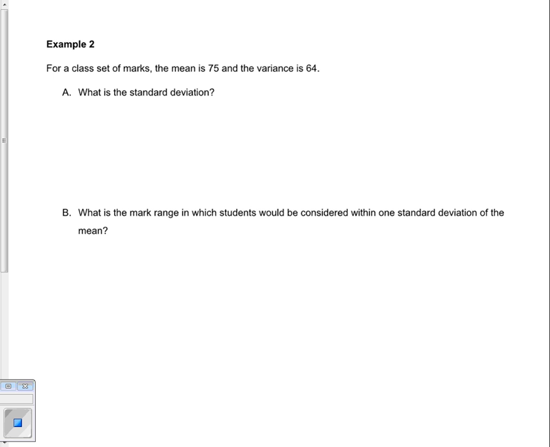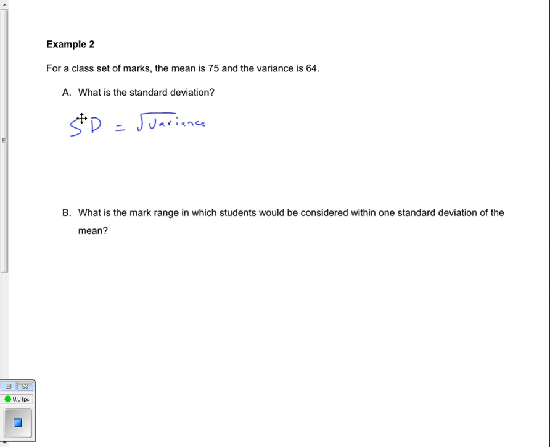In this next example, you're given some pieces of information, and from it we need to pull out just a little bit more. It says for a class set of marks, the mean, or the average, is 75, and the variance is 64. So what we want to figure out is, what's the standard deviation? We know that standard deviation is the square root of the variance.